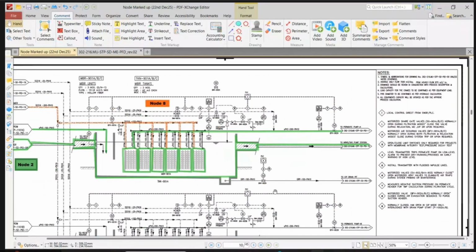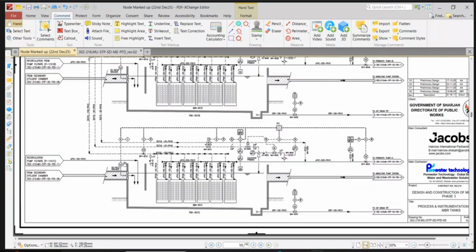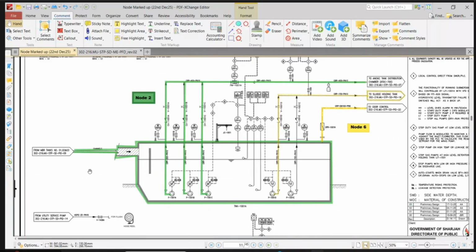Otherwise, in the rest of it, this is correct. Going for the next one, so we are coming here. After this, we are coming to the tank.